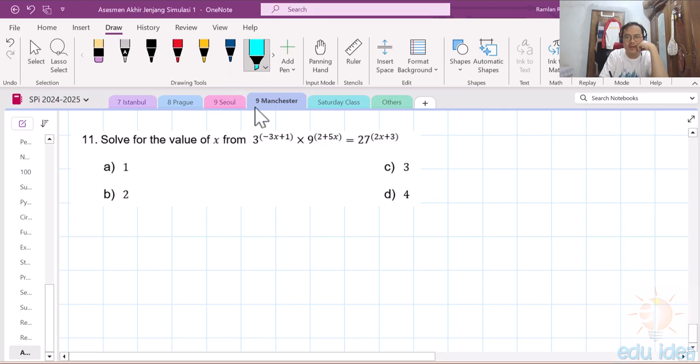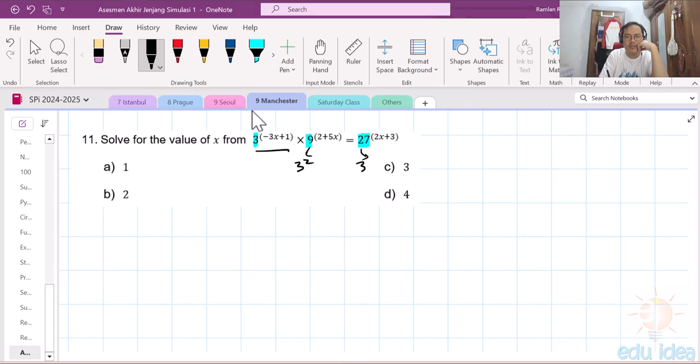So we have this term with a base of 3, this term with a base of 9, and this term with a base of 27. If, for example, you want to combine these two terms, you need to make the base the same, okay? So let's rewrite that again. This guy is just 3, this guy is 3 to the power of 2, this guy is 3 to the power of 3, right?